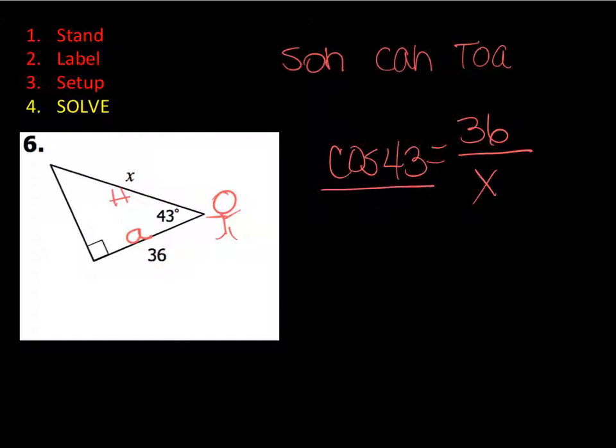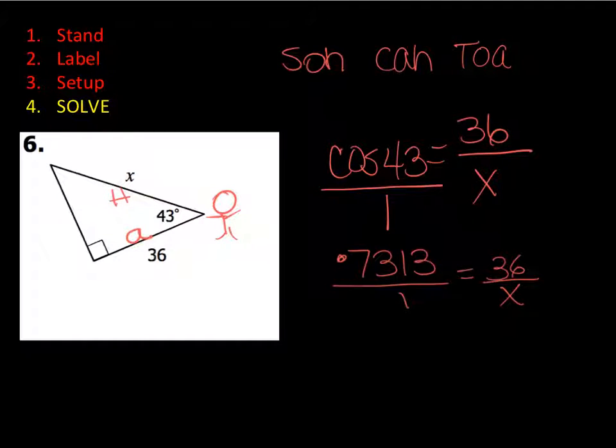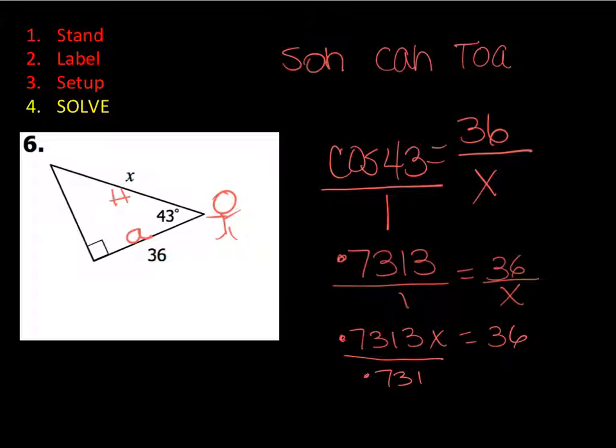I'm going to change cosine of 43 into a decimal. I am going to cross multiply. I get 0.7313x equals 36, and I'm going to divide both sides by 0.7313. And x is equal to 49.2.